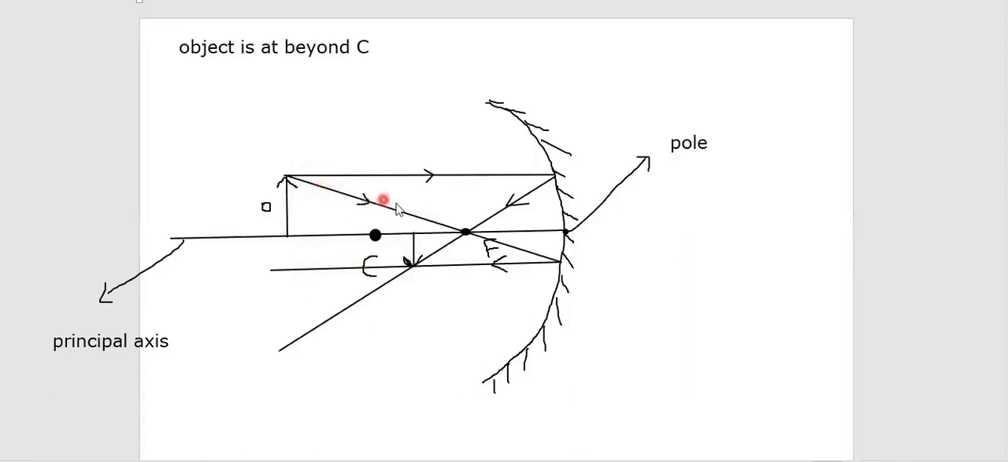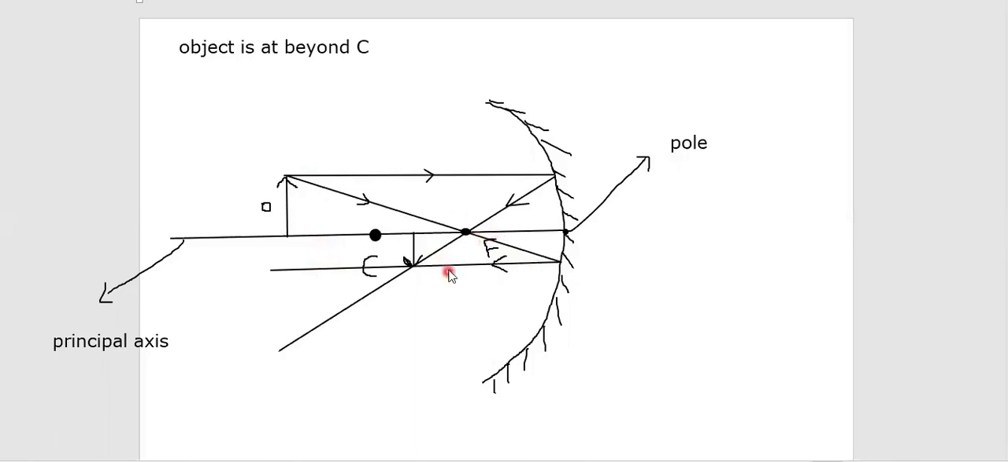If a ray of light is passing through the focus, after reflection it will be parallel to the principal axis. You can see this one. These two are parallel to each other. So after reflection it is parallel with each other, right?